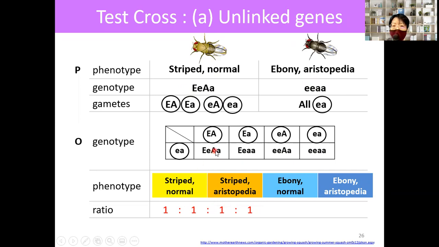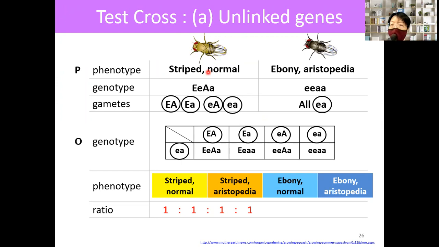This is striped and normal. This is striped and aristopedia. This is ebony and normal. This is ebony and aristopedia. So altogether, we've got 4 different phenotypes, each in a 1:1:1:1 ratio. So this is the offspring phenotypic ratio for dihybrid crosses for unlinked genes, where this individual is heterozygous dominant.